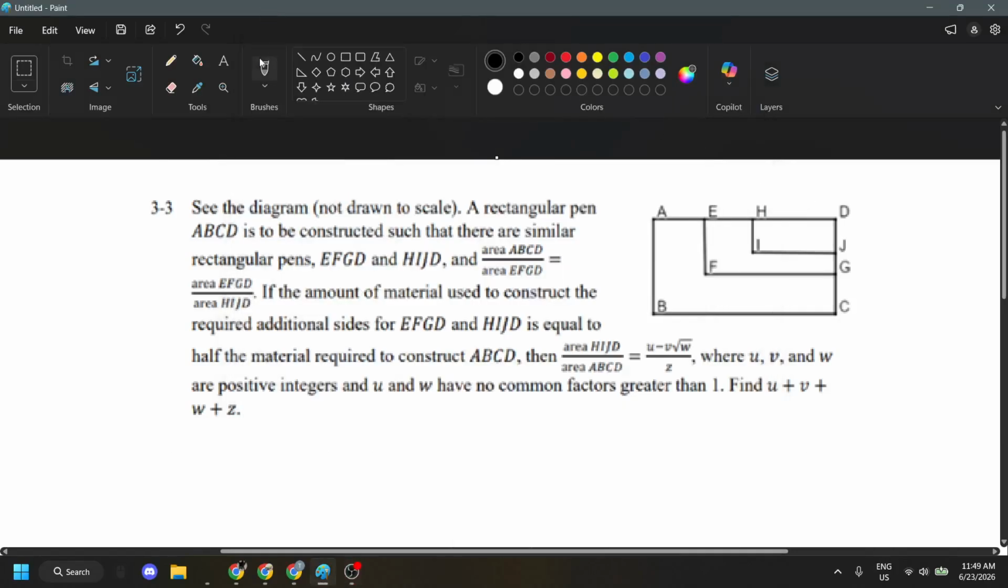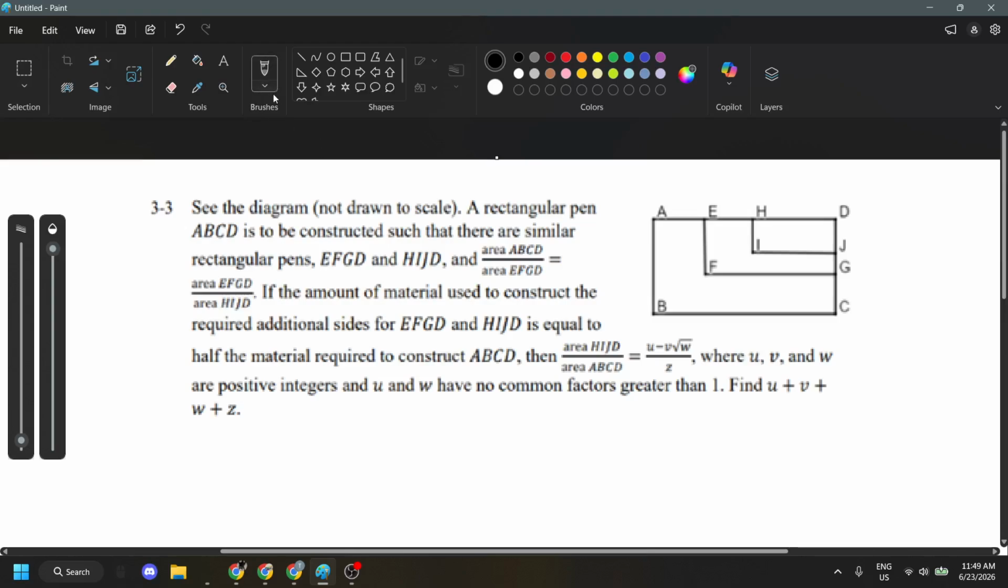Hi guys, see the diagram, not drawn to scale. A rectangular pen ABCD is to be constructed such that there are similar rectangular pens EFGD and HIJD, and the area of ABCD over the area of EFGD is equal to the area of EFGD over the area of HIJD. The amount of material used to construct the required additional sides of EFGD and HIJD is equal to half the material required to construct ABCD. Then the area of HIJD over the area of ABCD is equal to a big number.